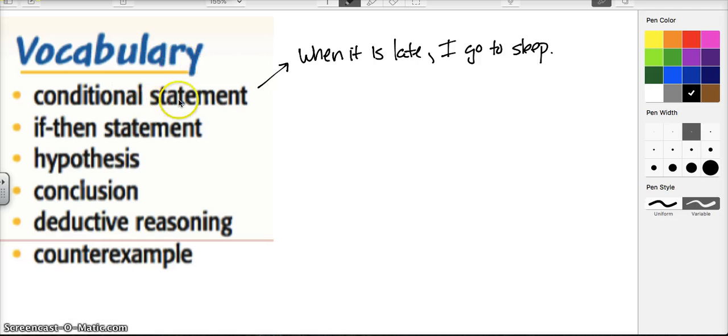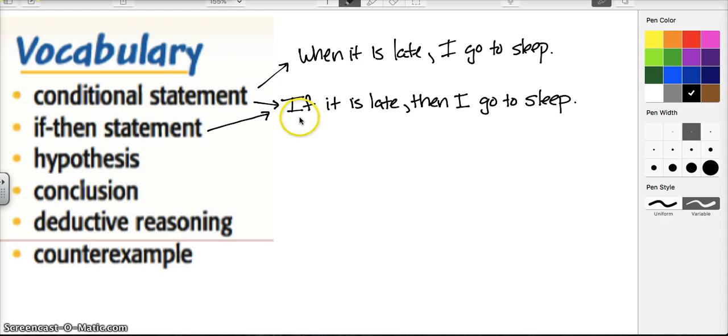And the thing about conditional statements is that they have the noticeable quality that they can be written in an if-then form. So I'm going to rewrite this as an if-then statement, as all conditional statements can be written. So if it is late, then I go to sleep. So this is a conditional statement written in the if-then statement form.